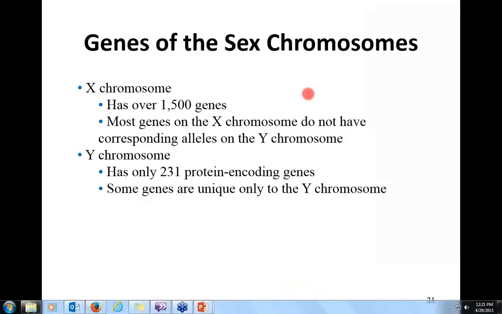Another thing you might have noticed was how large the X chromosome is compared to the Y chromosome. The X chromosome has over 1,500 genes, and the Y chromosome has only 231 genes. This is where X-linked and Y-linked come in. Most genes on the X chromosome don't have corresponding alleles on the Y, so these genes are passed from mother to son. Of the 231 genes on the Y, some are unique to the Y chromosome, and these are passed from father to son.